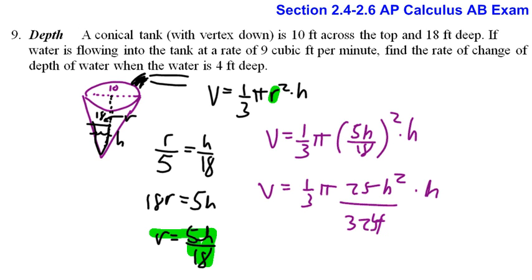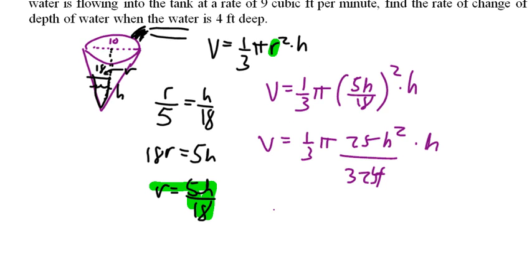So our new volume then, if you put this all together here, I know it's a little bit crusty to say the least. Once we have that, let's put this together here. A third times pi. I'm just going to leave this right here because I'm going to take the derivative in a second. Times h cubed.